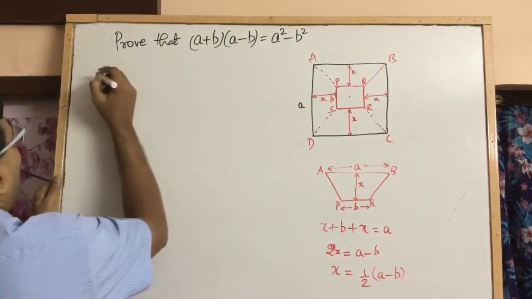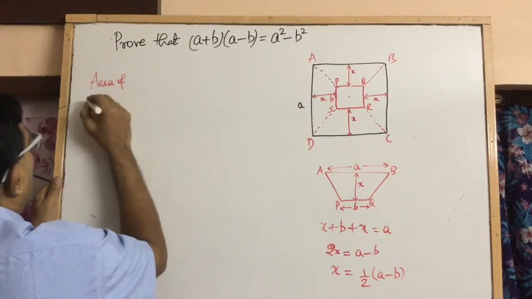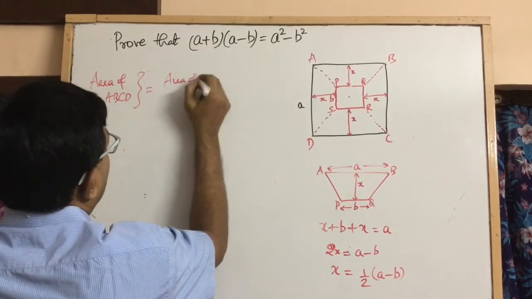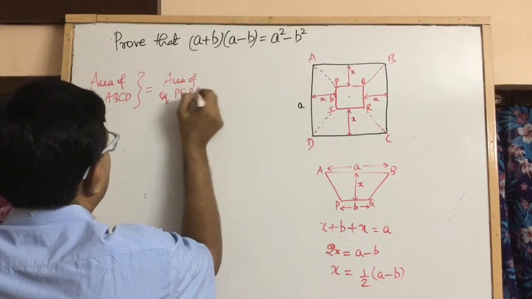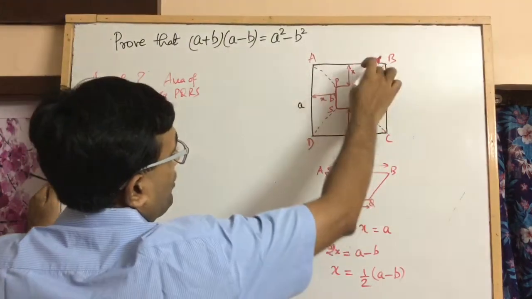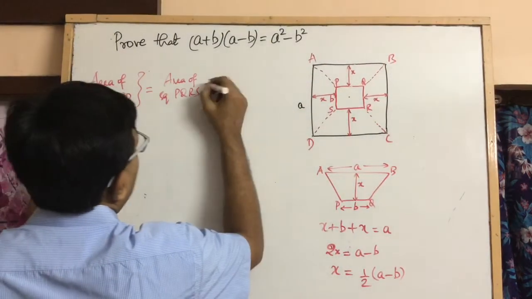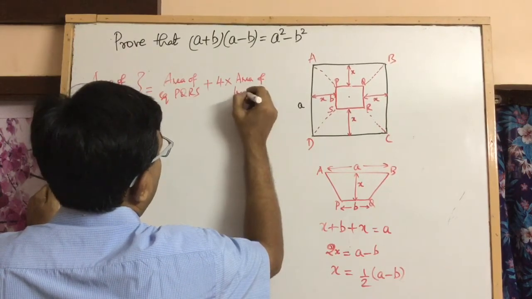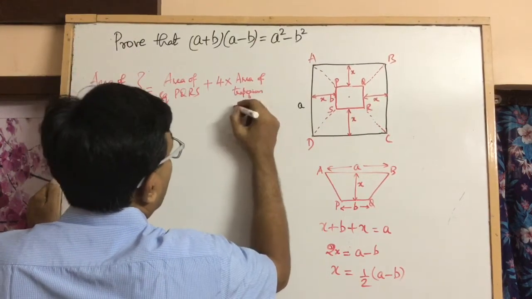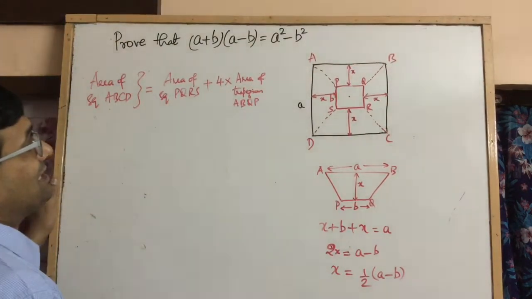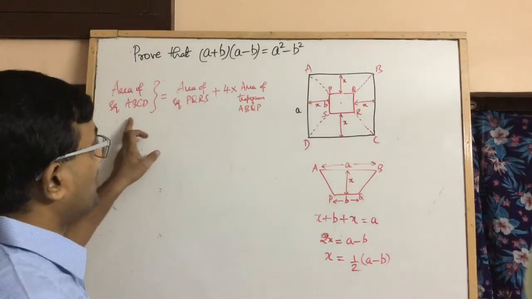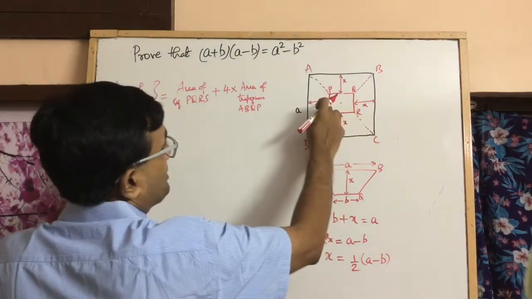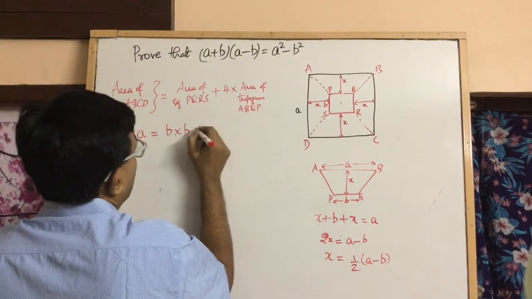So we could look at the area of the largest square ABCD. This can be written as the area of the smaller square PQRS, plus the area of these four identical trapeziums. So we could write that as 4 times the area of trapezium ABQP, right? The area of the largest square is the square of its side length, that is a times a, which will be equal to the area of the smaller square, the square of its side length, which is b times b, plus the area of this trapezium.